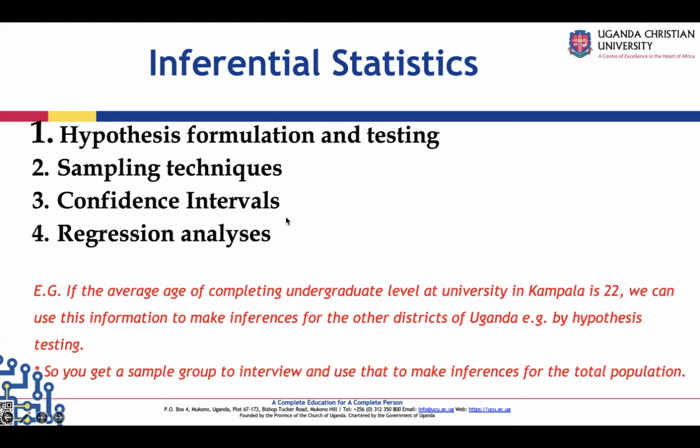We started off with the hypothesis formulation and testing. And you recall we had the example of the undergraduate varsity level of education, and we are making a statement. If the average age of graduation is 22 in a district like Kampala, we can use that information to make inferences about other districts within the country of Uganda, okay? So zooming out from a sample of Kampala and broadening to a population that's wider.